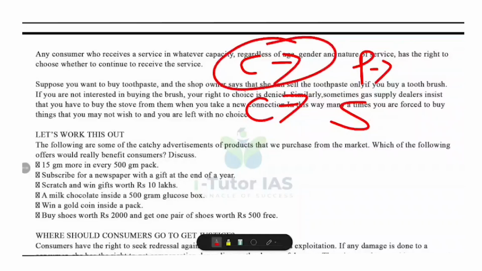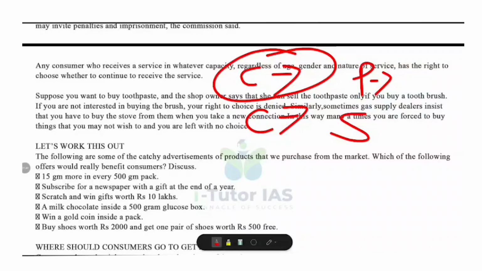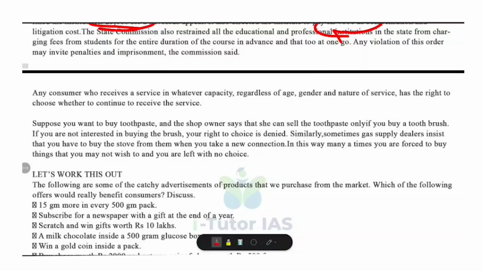Now, the right to choose. Every consumer has the freedom to decide whether to buy a product or to use a service. Unfair practices that force you to buy something you don't want violate this right. For example, toothpaste and toothbrush. If a shopkeeper forces you to buy a toothbrush along with toothpaste, your choice is restricted. Another example is gas connection and stove. If a dealer insists you must buy a stove from them to get a new gas connection, it denies your freedom of choice. So why does it matter? It protects consumers from being forced into unwanted purchases and ensures fair competition in the market.